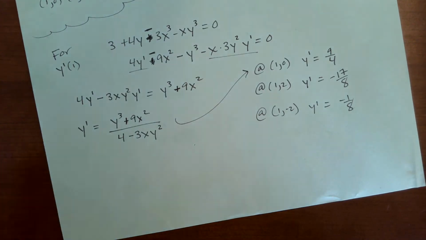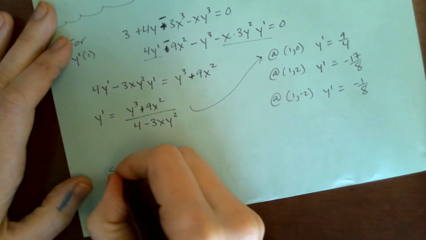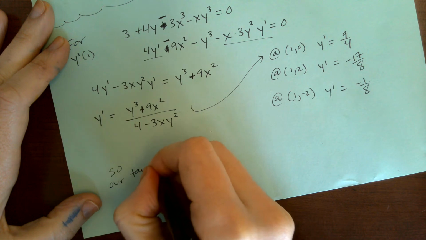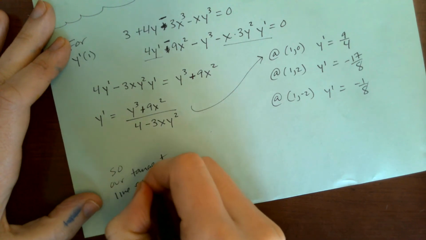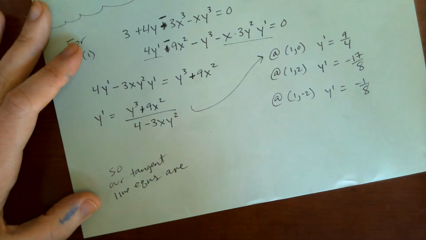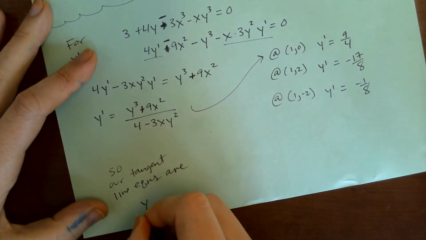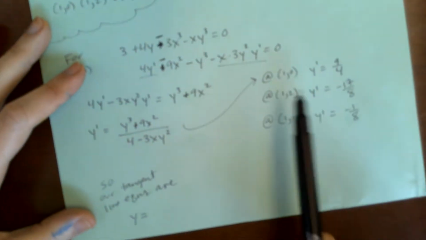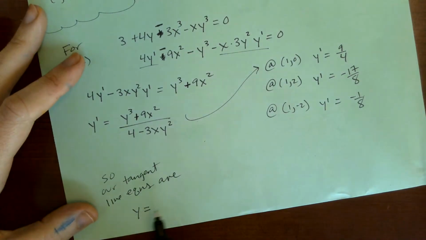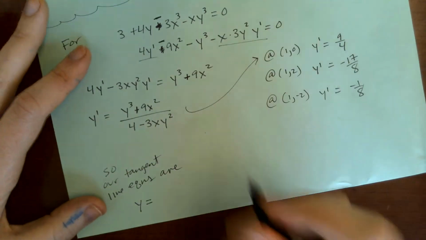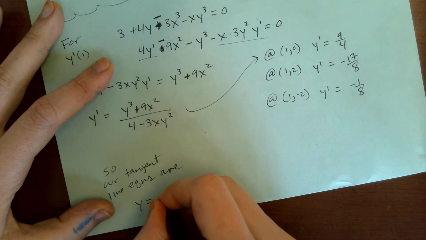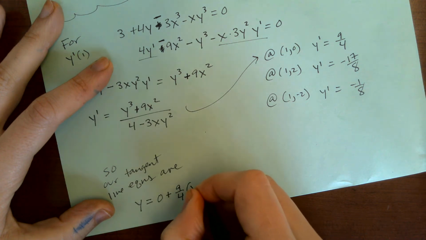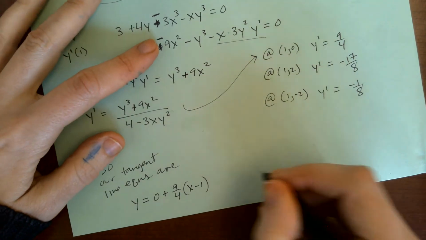Okay, so for the tangent lines, our tangent line equations are y equals, okay, so I'm using this formula for all of them. I'll do this point first. So y equals 0 plus 9/4 x minus 1. All right, so that's one of them.